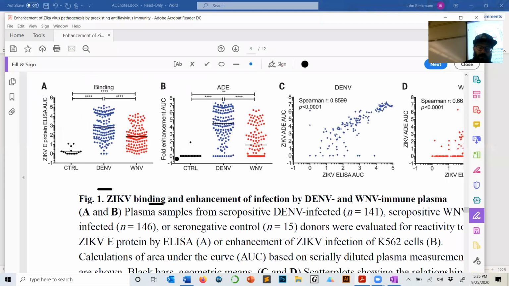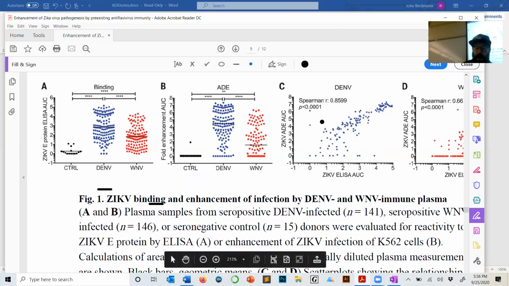So in the controls, there's no enhanced infection of Zika virus when they mix that plasma in. If you mix the plasma with the virions and the plasma was derived from a patient that had been infected with dengue, it enhances Zika virus's ability to replicate in those cells that they throw it on. Same thing with West Nile virus, but not as much. Does that make sense, that experimental setup? Okay.